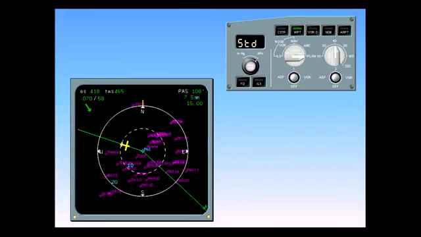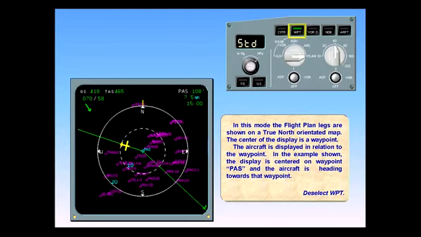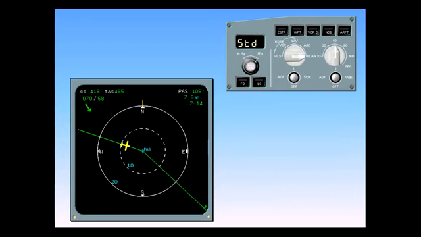The aircraft is displayed in relation to the waypoint. In the example shown, the display is centered on waypoint PAS, Papa Alpha Sierra, and the aircraft is heading toward that waypoint. Deselect waypoint. Now, let's increase the range to 320 miles. Select 320 nautical miles.